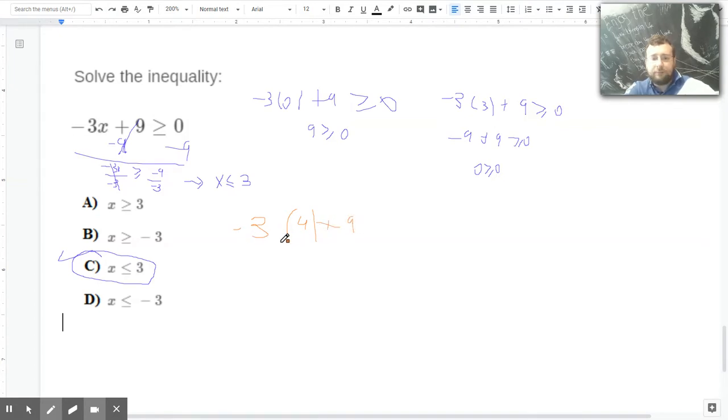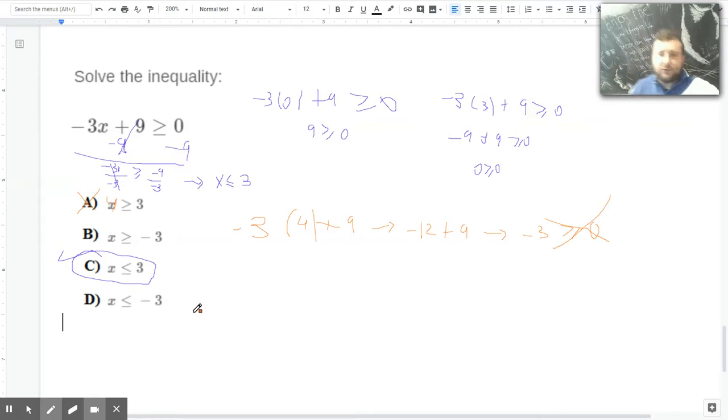When I do that, over here, this becomes negative 12, right, plus 9, which of course is negative 3. But negative 3 is not bigger than or equal to 0. This is not a true statement. This is false. So that answer would not work, because I already found one value, 4, that made this false. All right? Let's try a different one.